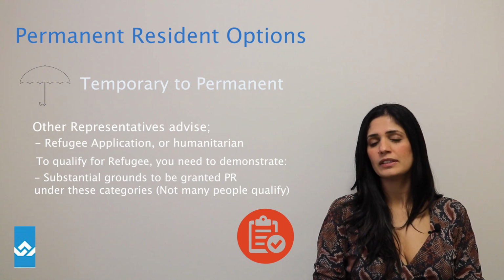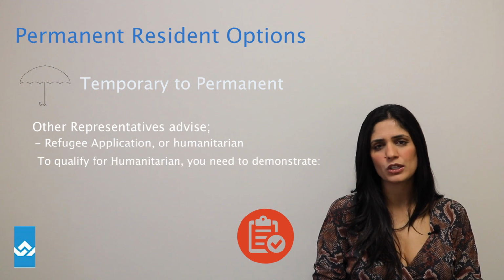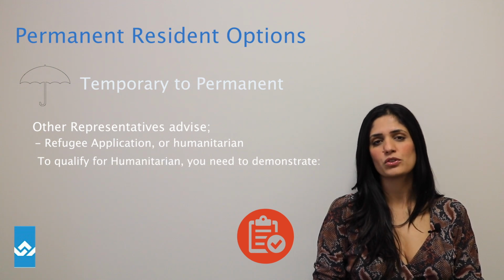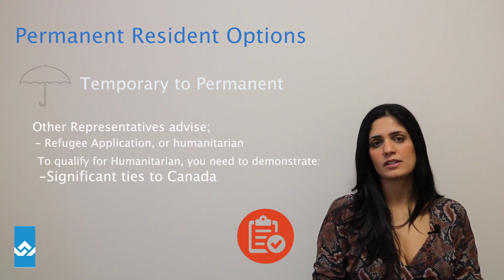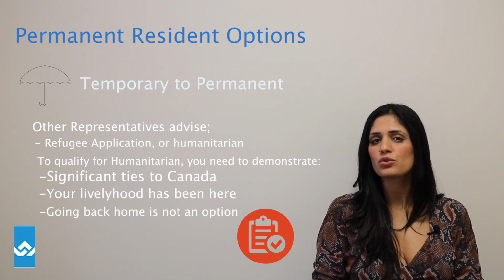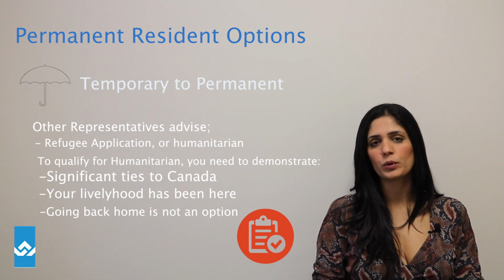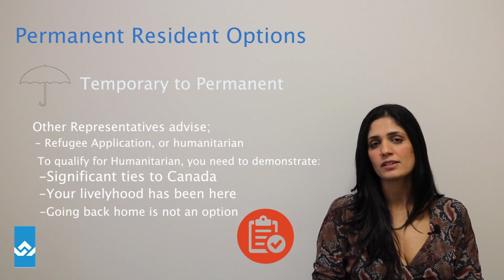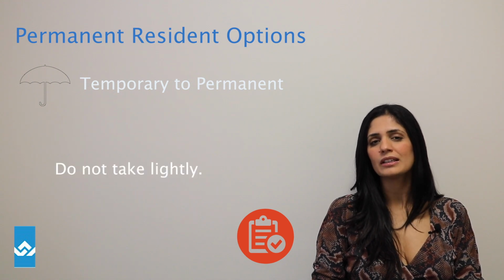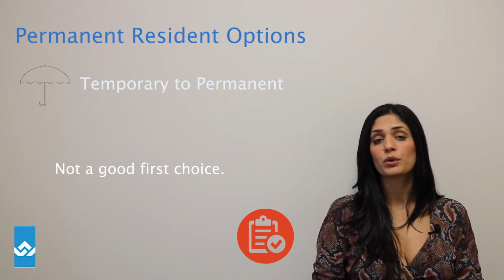You really have to demonstrate a possible fear of persecution. You have to have documentation. For H&Cs, you have to demonstrate that you have significant ties to Canada, that your whole livelihood has been here, that going back to your home country is simply not an option, and if they do send you back, you wouldn't know where to start in regards to employment, and you would not be able to adjust to that society. So it's not to be taken lightly, and it's definitely not the application that I would recommend as your first choice.